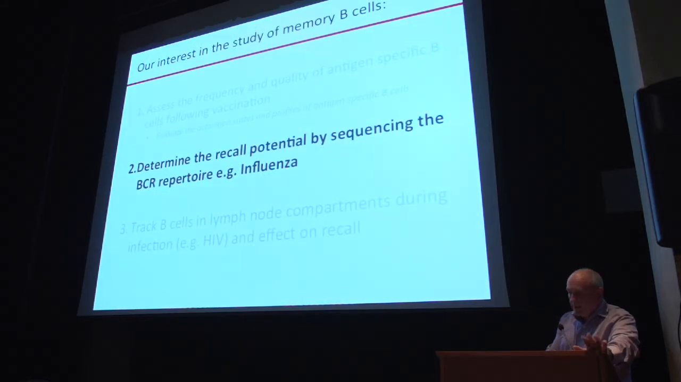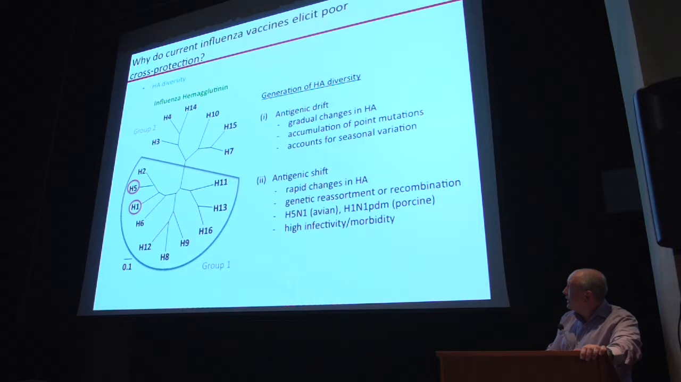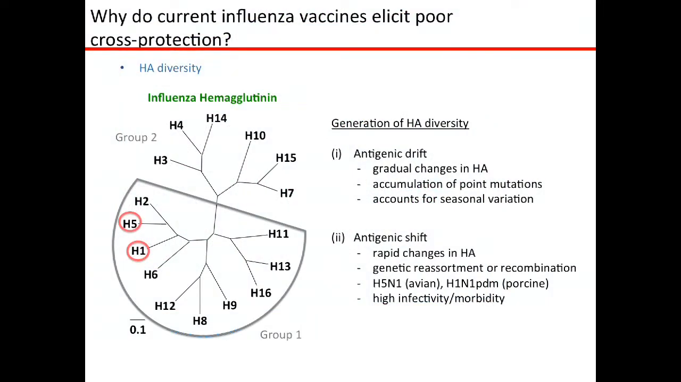So if we look at the BCR sequences in a flu vaccine trial, we can answer some very important questions, such as why do current influenza vaccines elicit poor cross-protection? For those of you not familiar with influenza, influenza falls into two groups. This is group 2 up here, H3, H7 you may have heard of, and group 1, which is H1, H5, and H2, which are common. So H1 is very common in circulation.